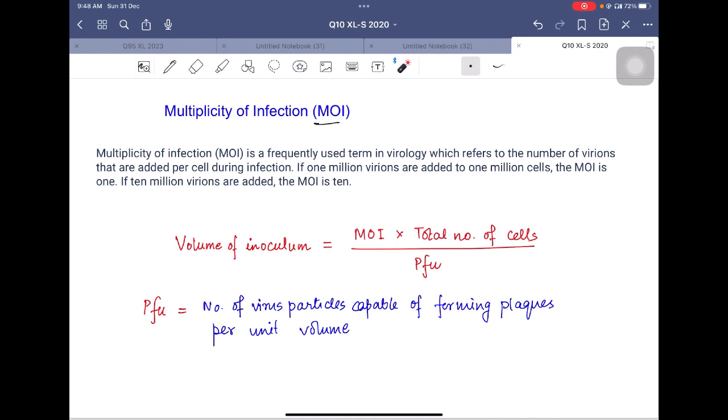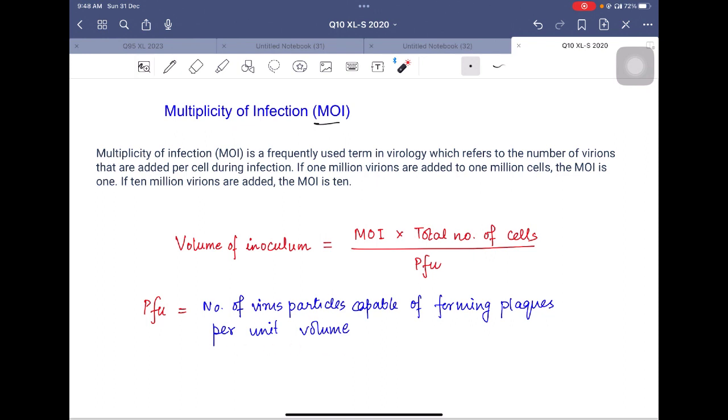Now, there is a formula that you have to remember for solving the sum. Volume of inoculum equals MOI multiplied by total number of cells, whole divided by the PFU. This is the formula you need to remember for determining how much inoculum to give in a particular culture when you want to do an infection. PFU stands for the total number of virus particles that are capable of forming plaques per unit volume.